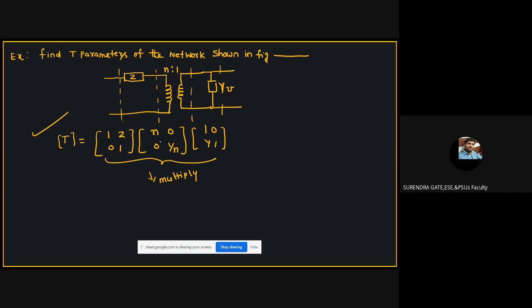Clear, friends? Maximum, based on this, we can expect only T parameters. For only a series branch, this one. For the transformer, I already explained: N1 by N2, 0, 0, N2 by N1. Then for a parallel branch, 1, 0, Y, 1. Multiply all these, and we can get the T parameters. Like this, we can answer. Yes, friends, please concentrate.